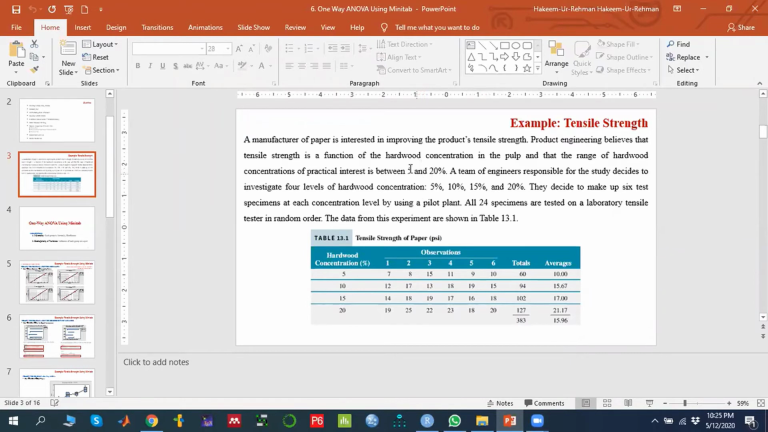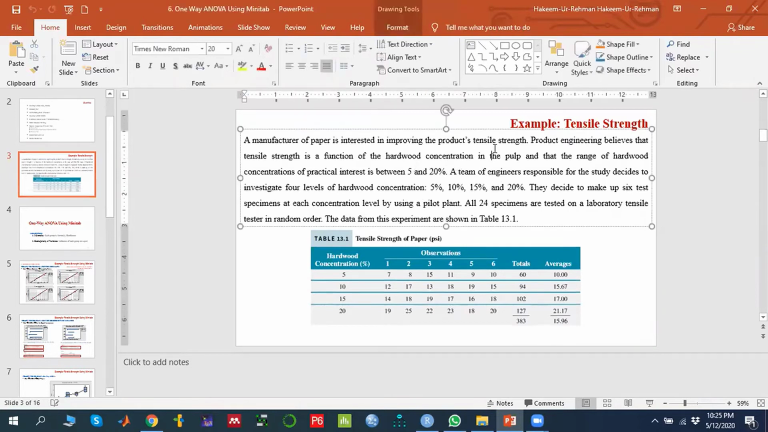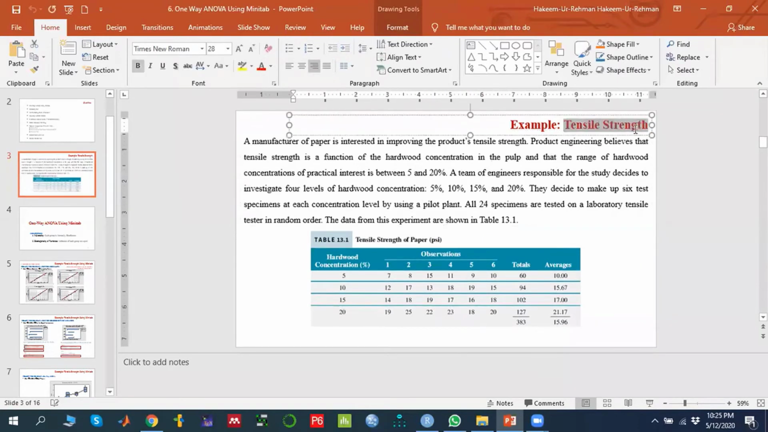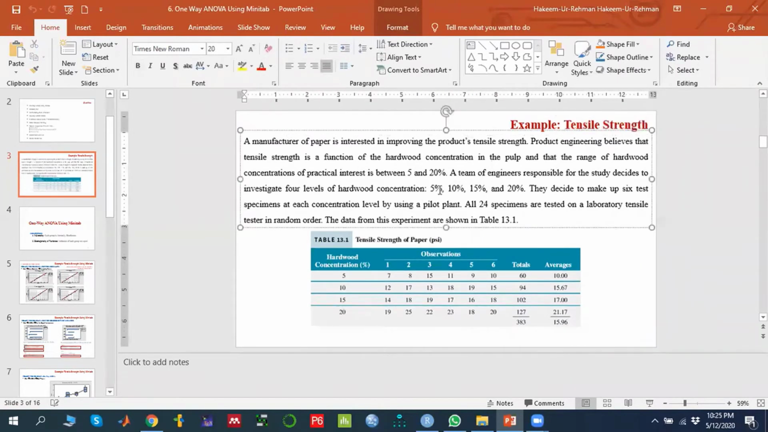One-way ANOVA analysis using R. So basically, I will talk about testing of hypothesis when we have two or more than two samples and we want to compare them with respect to the average value. For that, I'm going to use the tensile strength example, where we have the dependent variable, the y variable, which should be in a measurable form. In this example it is the tensile strength of the paper in PSI. That means we want to maximize the strength of the paper.